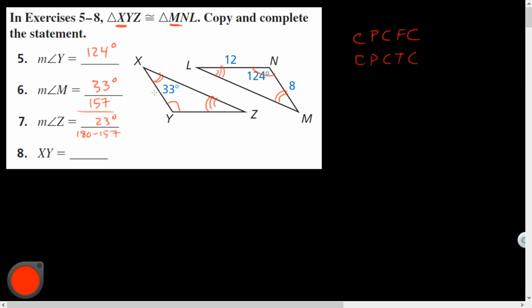There we go. How about XY? XY is congruent to MN, which is 8. Yeah, very good. All right, I like it. I like it a lot.